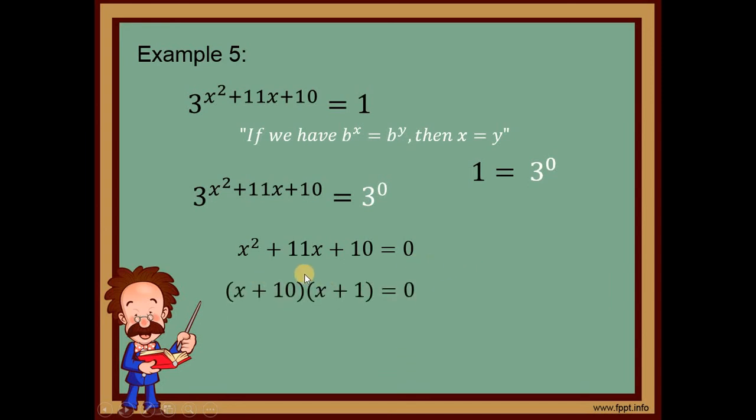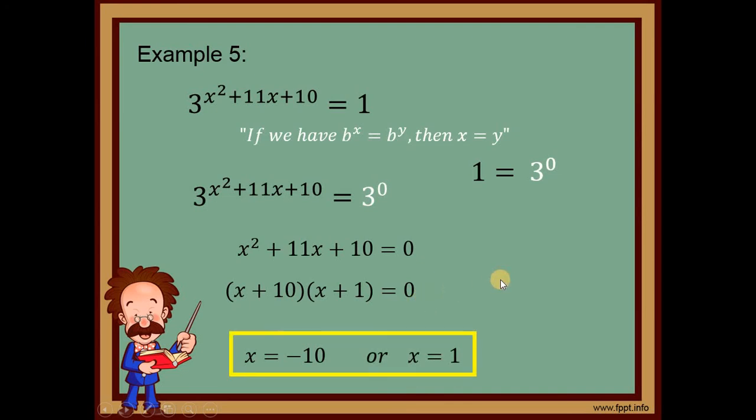Factor natin. Kasi pwede yung i-factor. We have x plus 10 times x plus 1. Next, yung both factors equate to 0 and then solve for x. And we get x equals negative 10 or x equals negative 1. And we're done. So, ganun lang siya kasimple.